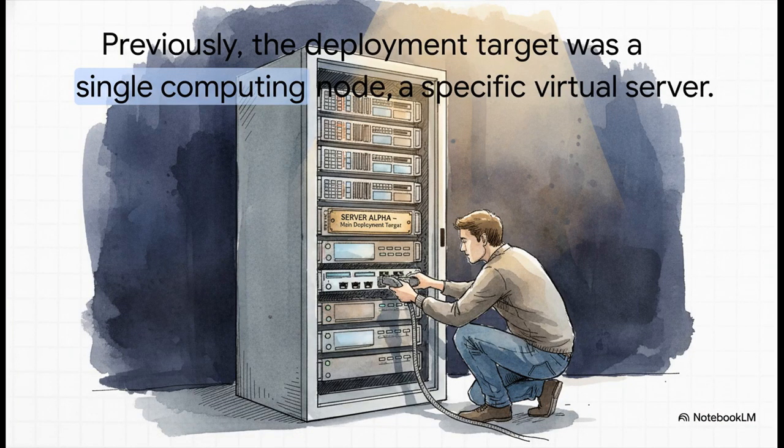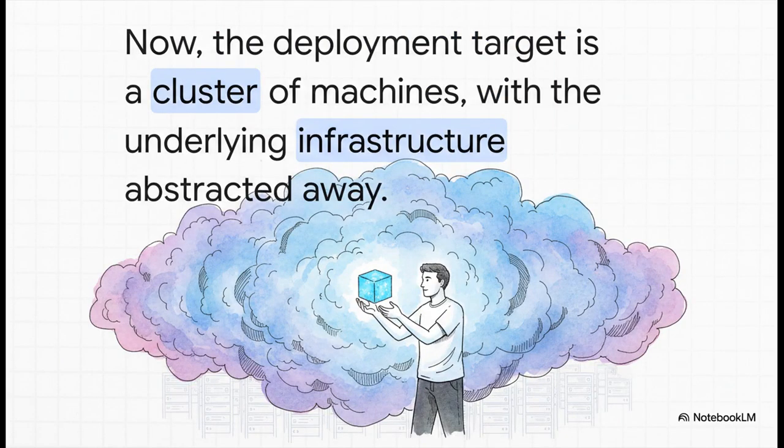The target for our application was a single, specific machine. We knew its name, we knew its IP address, we probably even gave it a cool server name from a sci-fi movie, right? The new world is completely different. We don't deploy to a specific machine anymore. Instead, we just sort of throw our application into a cluster. It's this giant, abstract pool of resources, and it figures out where to run things for us.